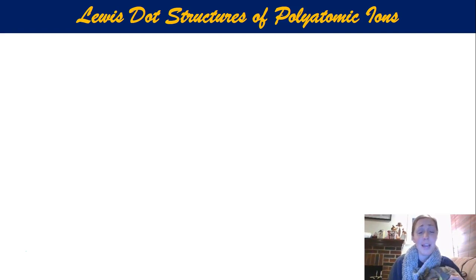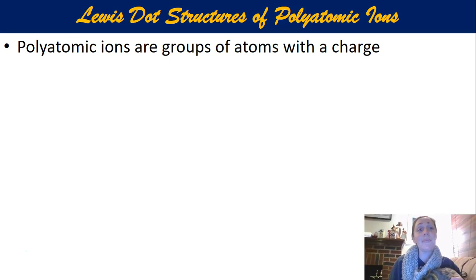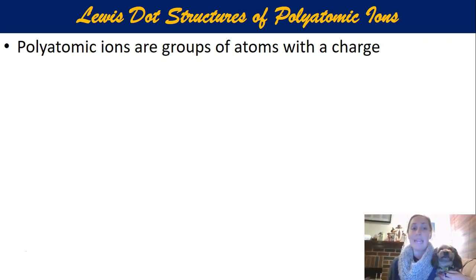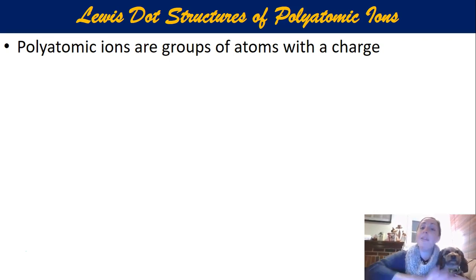So the first thing is polyatomic ions, and you're probably thinking, what the heck is a polyatomic ion? So let's go over the definition. Polyatomic ions are groups of atoms with a charge, and the prefix poly means many. So polyatomic means many atoms or a group of atoms, and an ion is anything with a charge. So it's a bunch of atoms covalently bonded together, but the overall structure has a charge.